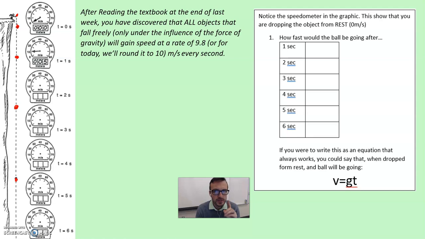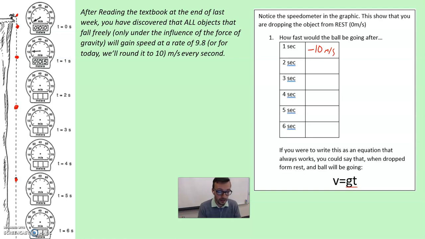That means 10 meters per second per second. Well, what's that mean? That means that every second that goes by, your speed changes by 10 meters per second. Every second. So if your speed initially is 0, after 1 second, your speed would change by 10. Your speed would be negative 10 meters per second. Why negative? Because we're falling down.